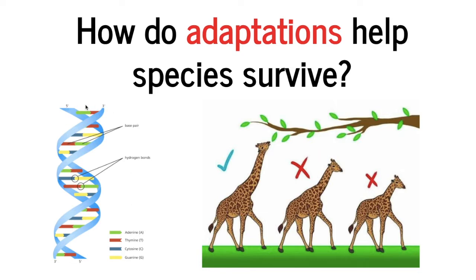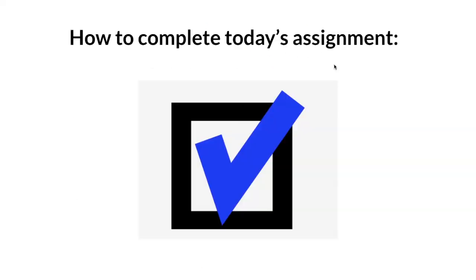However, sometimes a mutation causes a change in a trait, like having a giraffe with a longer neck, that helps a species survive. Then it becomes an adaptation. When we say survive, we mean live longer.